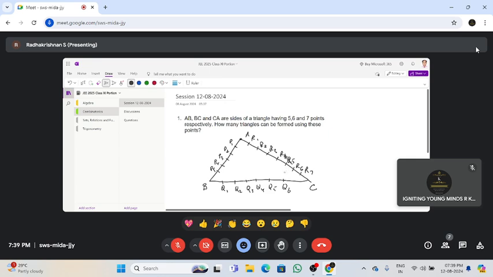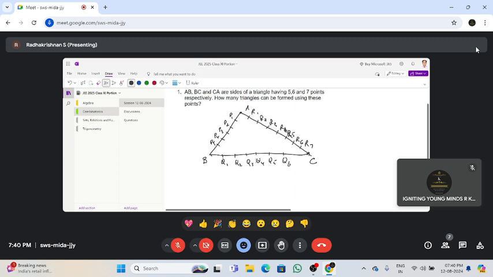Now we have to form triangles using these points, not using points A, B, and C, only using points P1, P2, P3, P4, P5, then Q1 to Q6, R1 to R7. Using these points, how many triangles can be formed is the question. Please think about it.